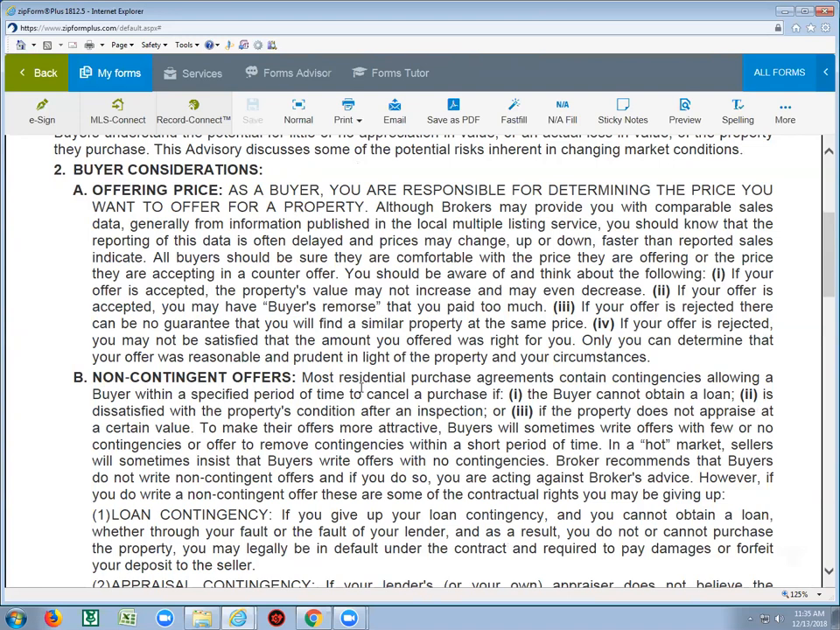And four, if your offer is rejected, you may not be satisfied that the amount of the offer was right for you. Only you can determine that your offer was reasonable and prudent in light of the property and your circumstances. Sometimes if the buyer is pretty stubborn and doesn't listen to my suggestion or recommendation, I will let them offer whatever they want the first time, the second time at most. And I know we won't get it. I will not let them do it a third time.